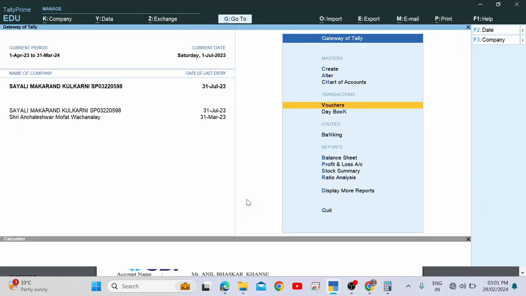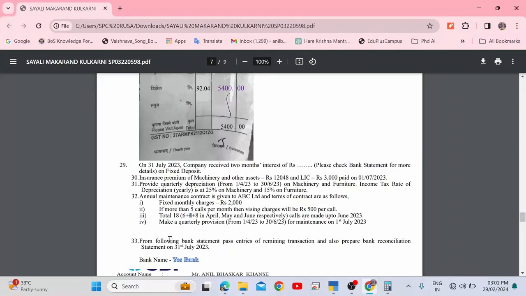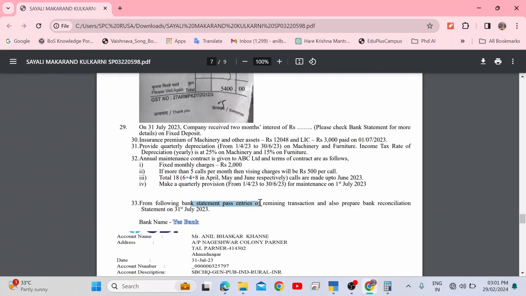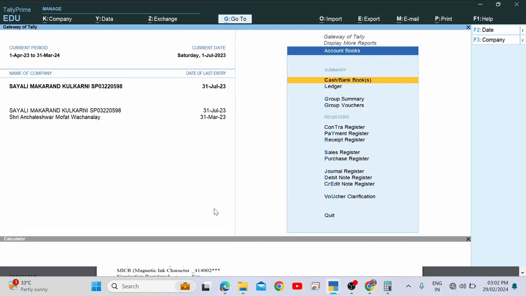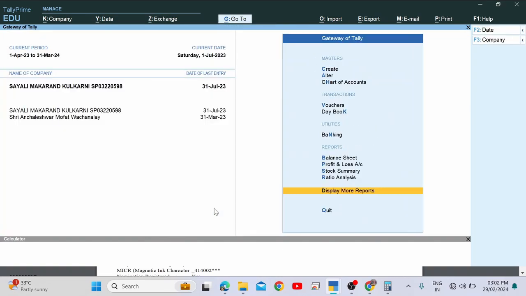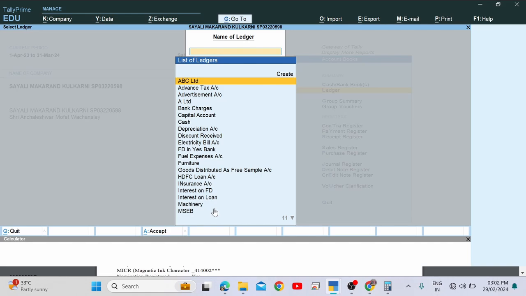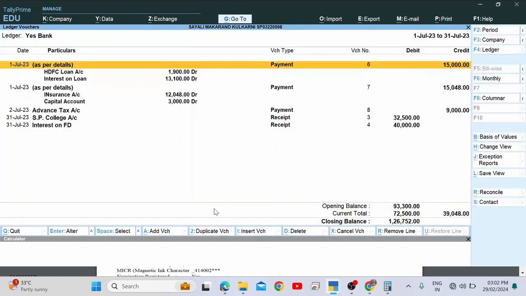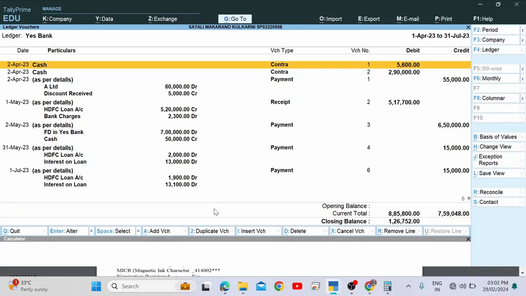Finally, we have completed all the entries, and then the last part: from the following bank statement, also prepare the bank reconciliation statement. Just 2 to 3 minutes extra we require. For bank reconciliation we require the bank account, either from the balance sheet you will get the bank account, or from display, account books, ledger, as bank account. Select your bank account and then nullify the date, remove the dates.